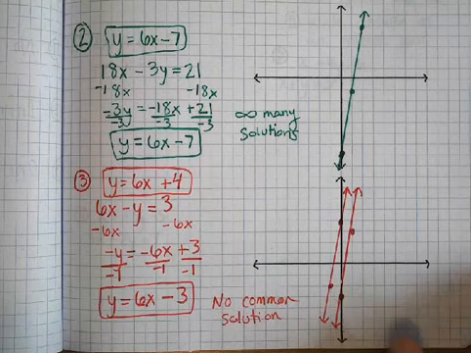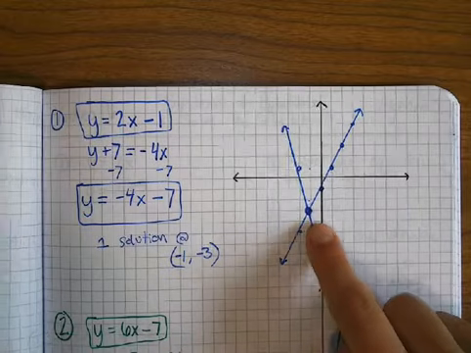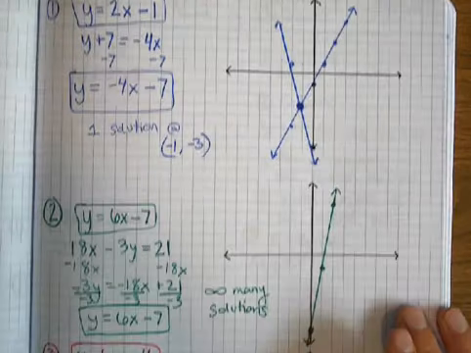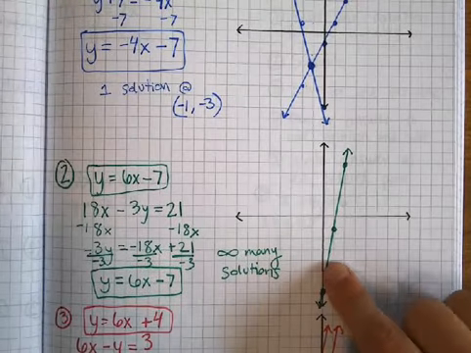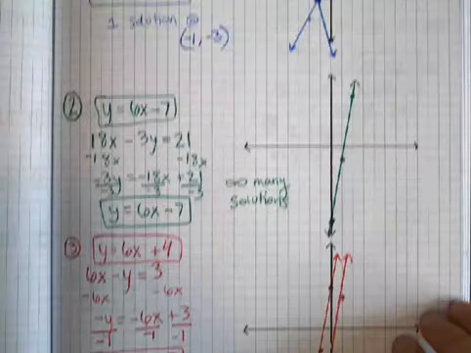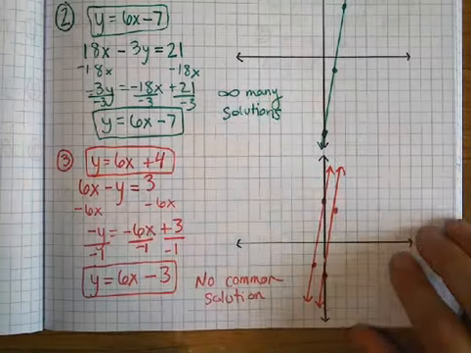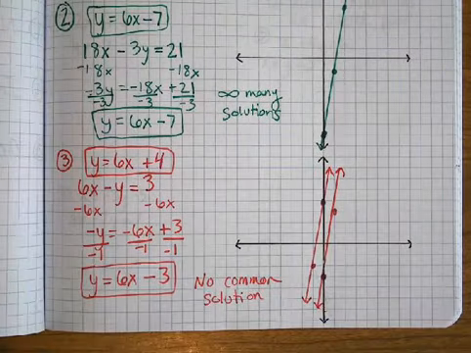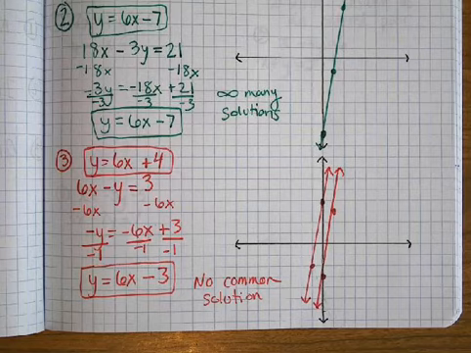So here we've done three examples, one of each type of solution that we could have. We've got one solution where they intersect. We've got infinitely many solutions where we just have the same line. And the last one, no solutions, where we have two parallel lines.